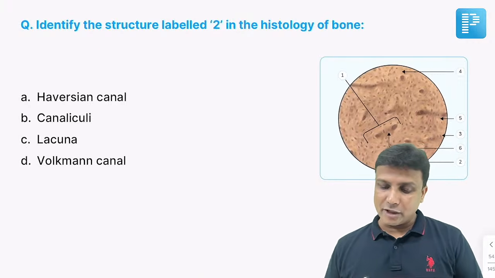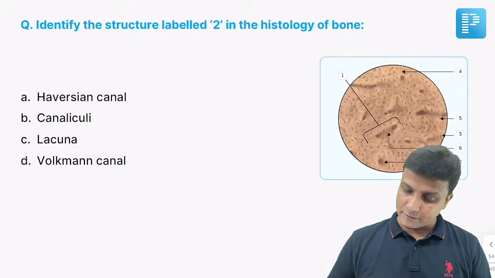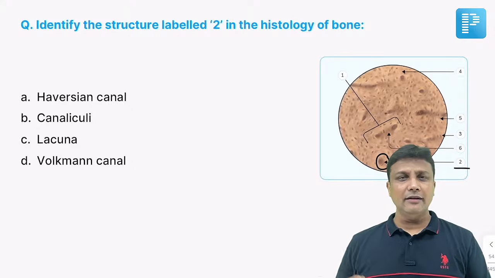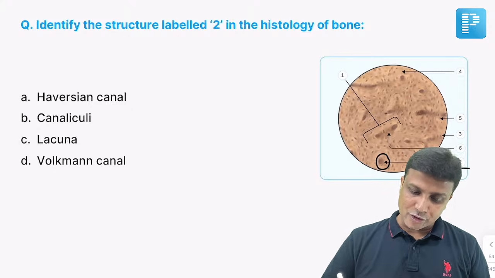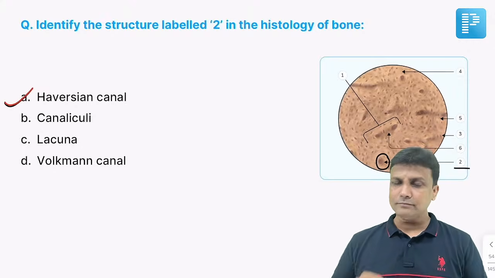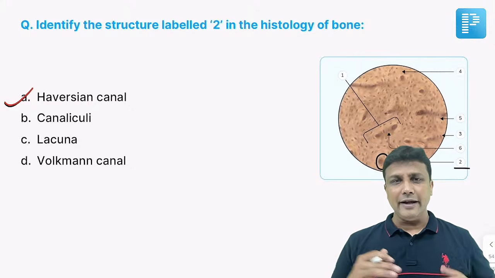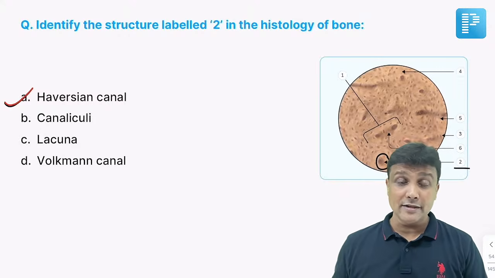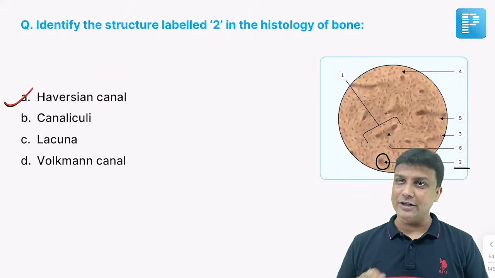Identify the structure labeled 2 in the histology of the bone here. In this diagram, the structure labeled 2 is actually this structure. Now, when you see the histology of the bone, you'll be able to find that this structure is nothing but your Haversian canal. That is representing that important unit known as the Haversian system. And there will be two Haversian canals, connected by Volkmann's canals and all those things. But this one, which is represented by number 2, will be the Haversian canal, sir.